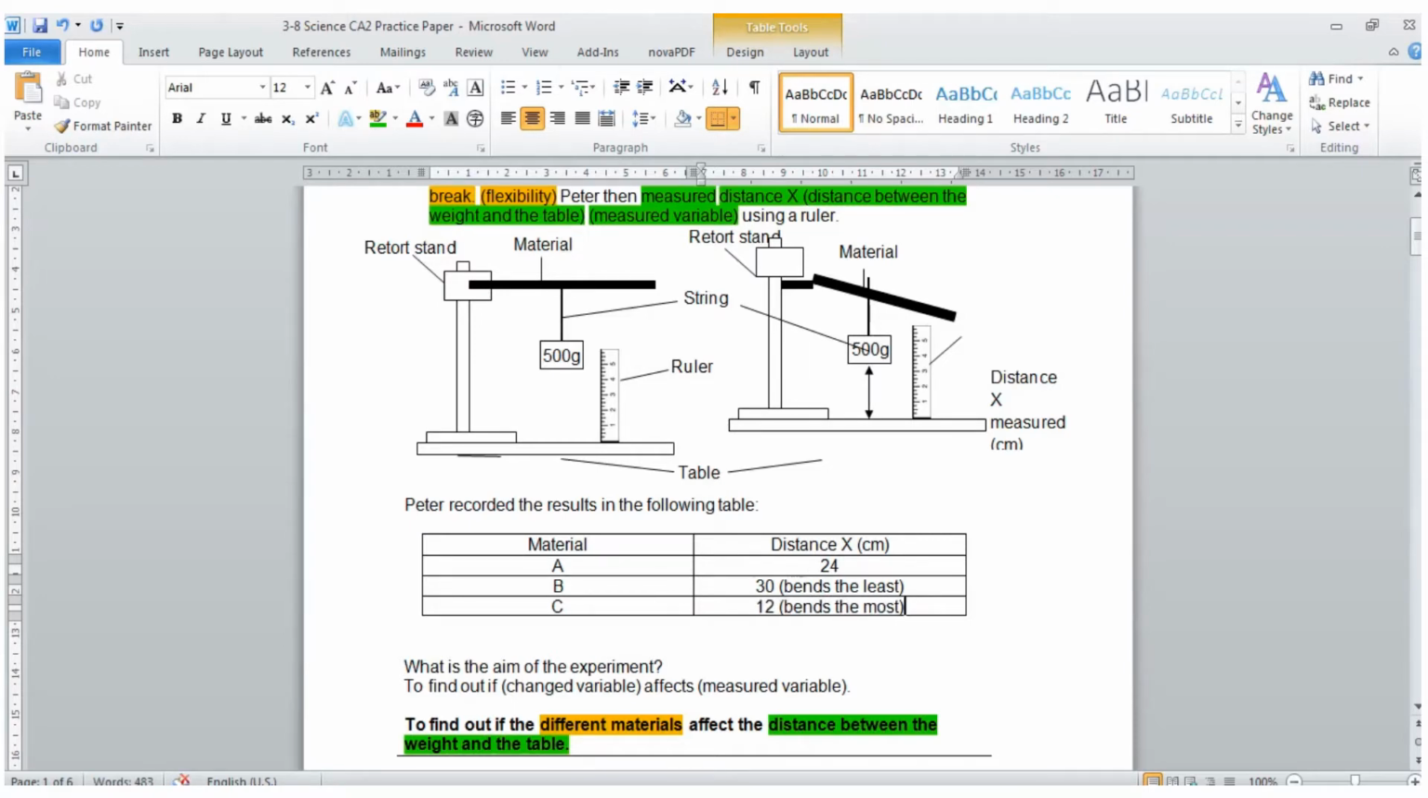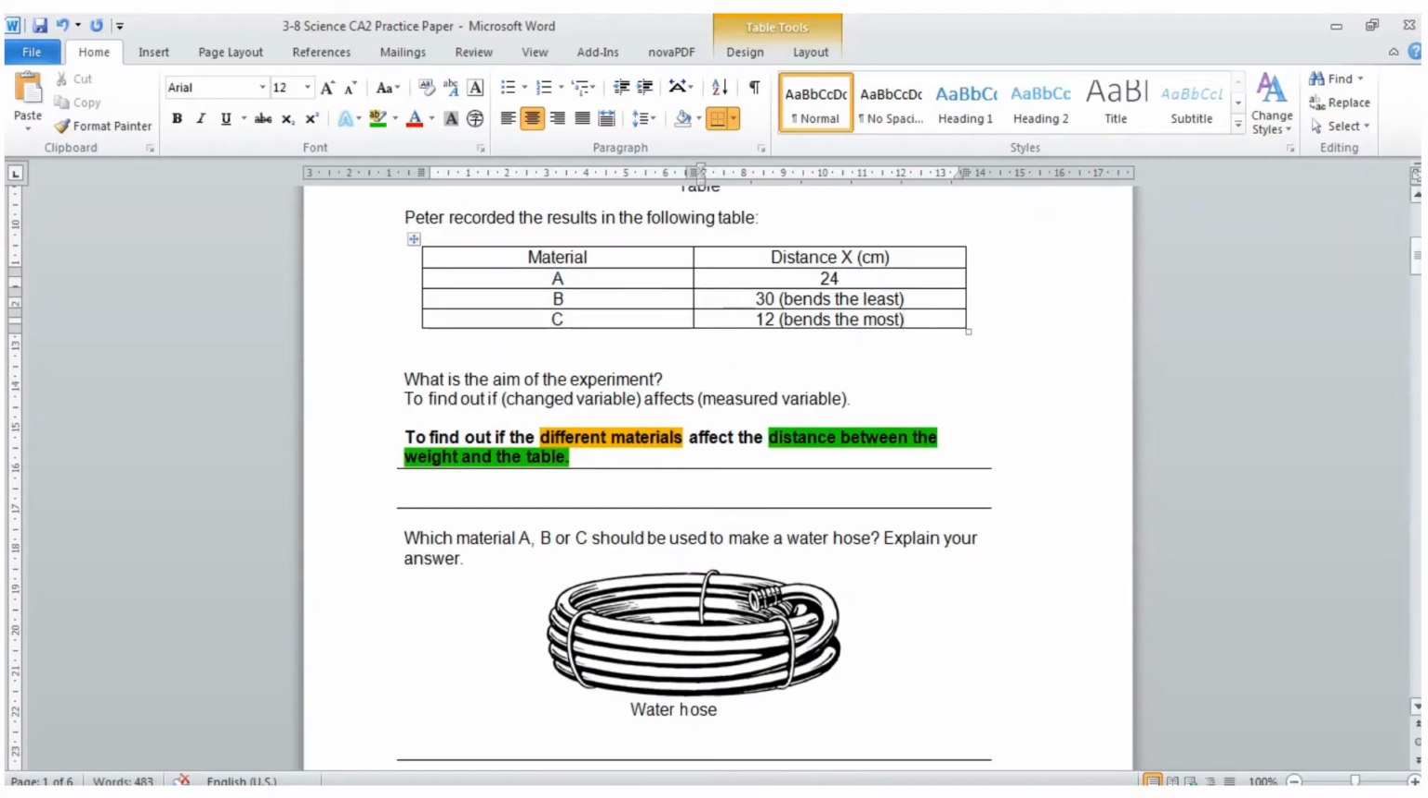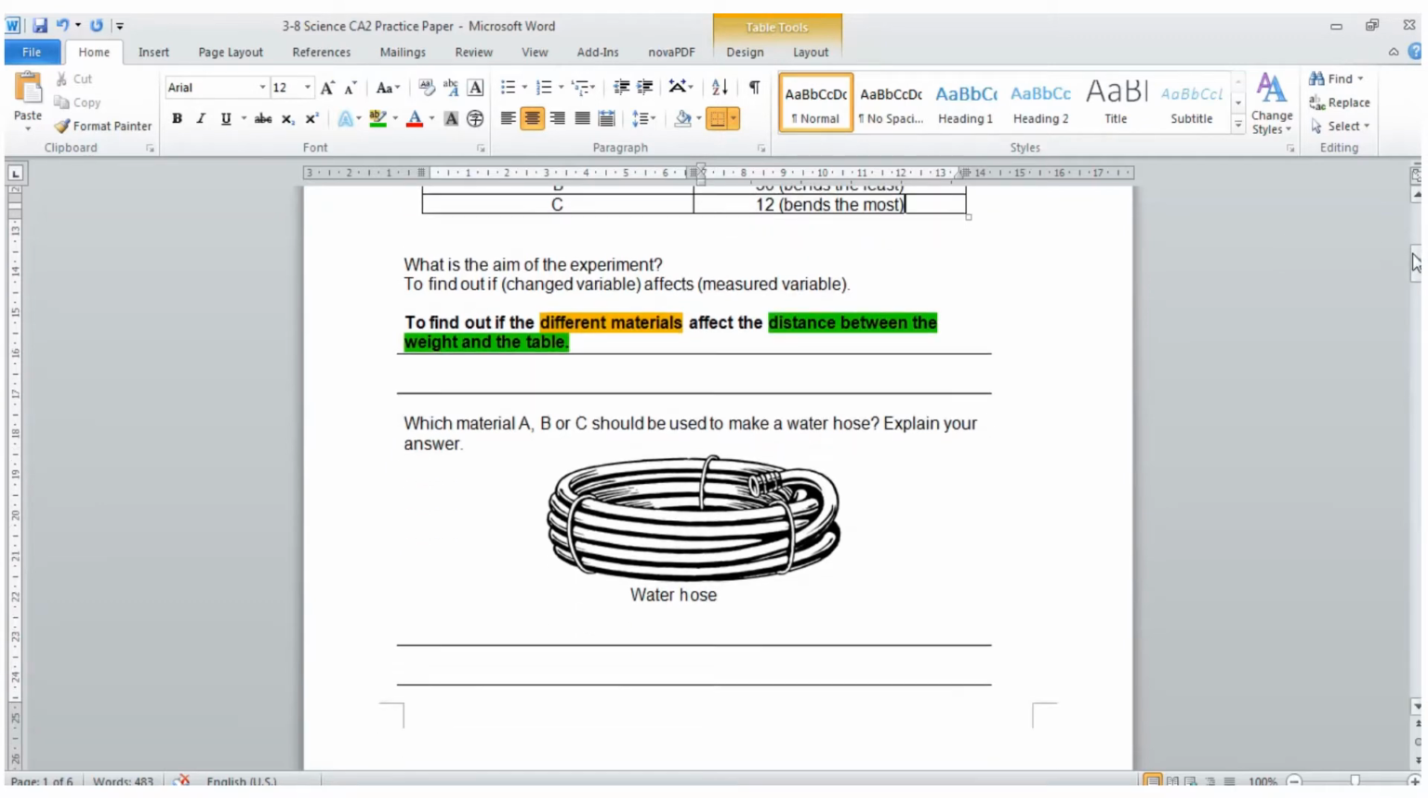Now, since we know this already, let's take a look at the question. Which material A, B, or C should be used to make a water hose? Now ask yourself, if you want to make a water hose, must it be flexible? Definitely, right? Because you want to bend it so that you can spray the water in all directions. So you want something that bends the most. So in this case, how do you write your answer then? Remember, whenever we have explain, first, you are supposed to make a choice, material A, B, or C, and then you are supposed to explain.